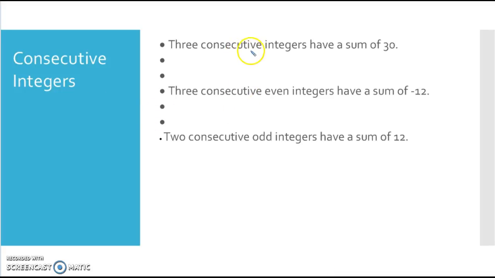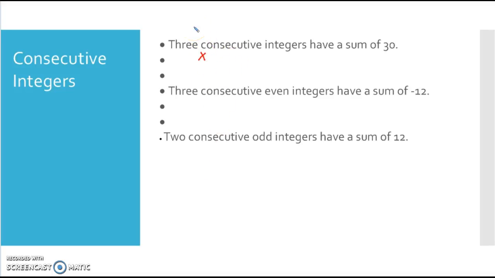So I want 3 consecutive integers that have a sum of 30. Now, consecutive means that they come back to back. Anytime you have consecutive integers, your first one you're always going to call x. Every single time, your first one's always x. So for all of these, my first one's going to be x. Now I want 3 consecutive integers.